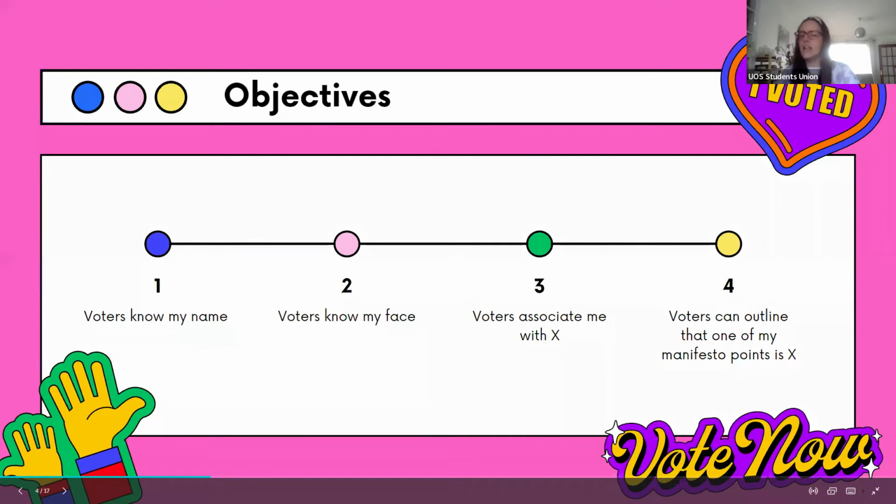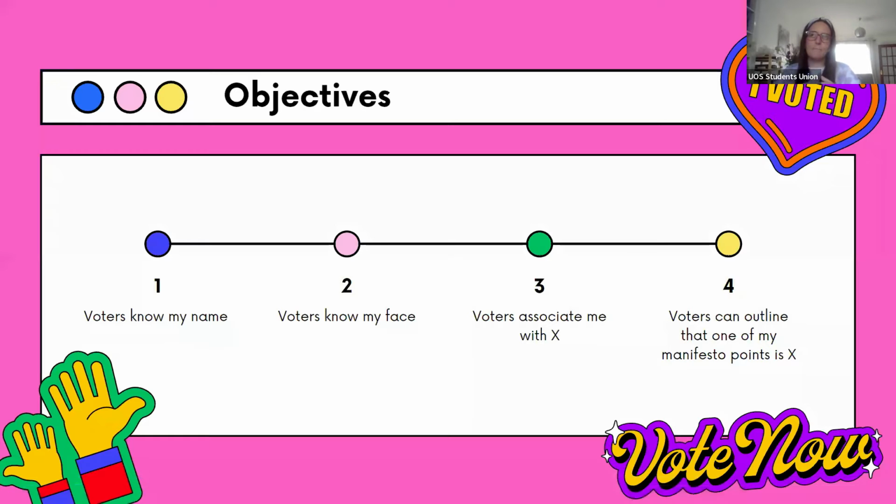It is highly unlikely that a lot of students, like if you stop a random student on campus, will be able to name all 3 of your manifesto points. That's quite unlikely. Only people who are really devoted and support you and have read your manifesto from start to finish will be able to name them. So that's quite a challenging thing to have as an objective. But if your objective is voters can outline one of my points, then that's more manageable.